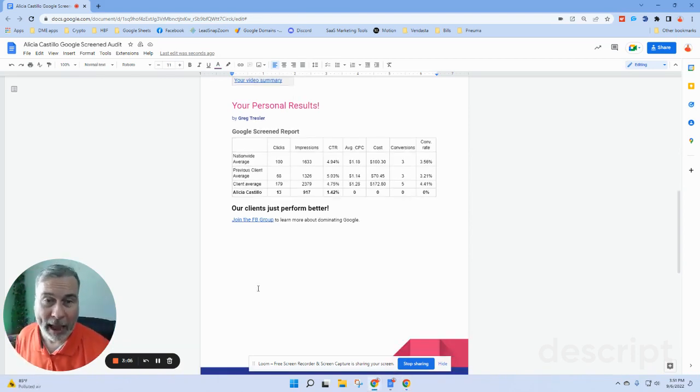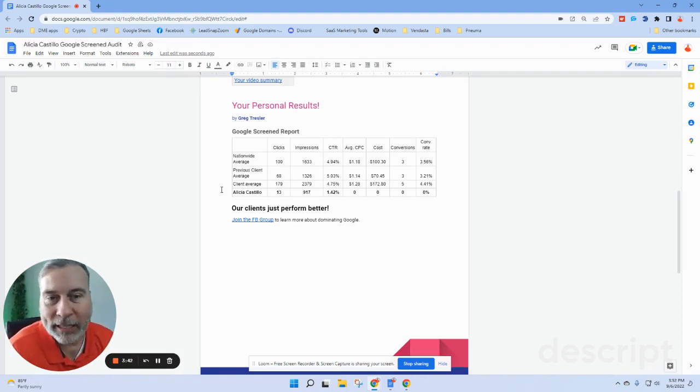First is the nationwide average. As I've discussed in the past, this is what we see nationwide. These are the averages. And it's pretty interesting. The average person across the nation that's Google Screened is getting 1,600 impressions and 100 clicks in a month. They're getting a 5% click-through rate. They're paying $18 per click. So their average monthly cost to Google is only $100. And then the conversions, how Google measures the conversions is not quite accurate. But generally speaking, three conversions would be three actual leads.